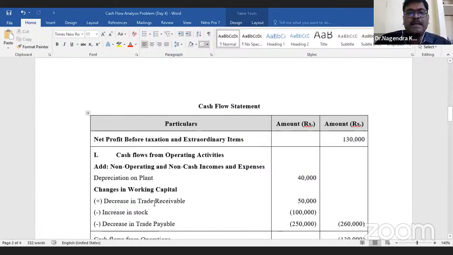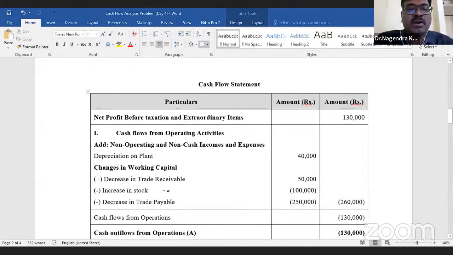So earlier, when trade receivables increased, that means credit transactions increased. That time we would deduct it. Here the trade receivables have declined. That means we have received a cash component. That's why we will be adding this 50,000 as a cash component to this 1,30,000.